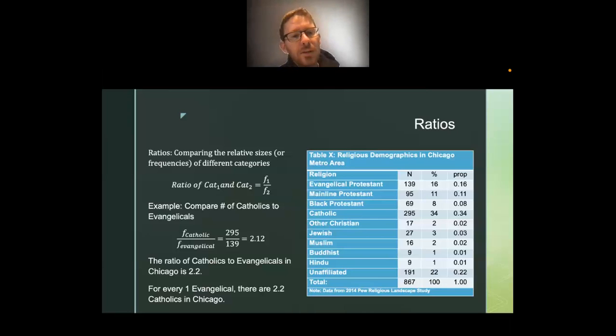And the way you talk about this is the ratio of Catholics to evangelicals in Chicago is 2.12, or you could say for every one evangelical there are 2.12 Catholics in Chicago. Okay, so that's how you understand a ratio. The ratio is how many of category 1 you have for every single category 2. So for one evangelical, there are 2.12 Catholics in Chicago.